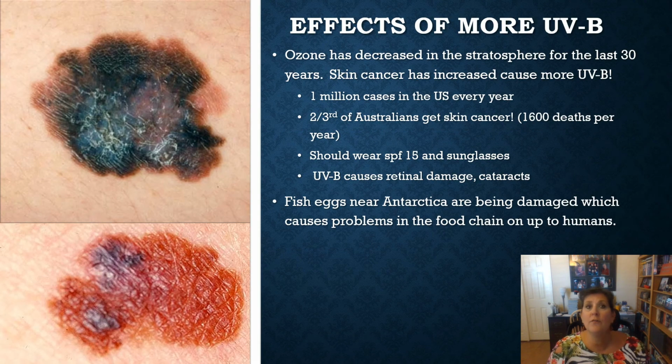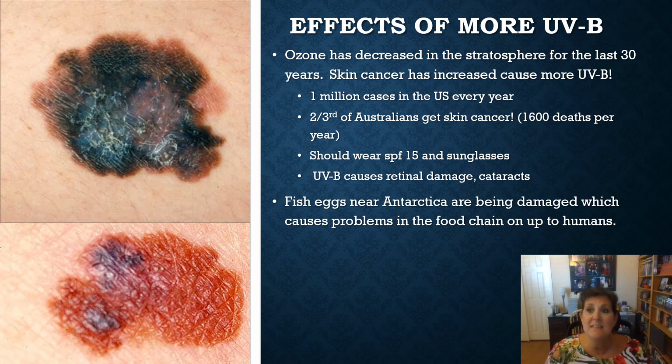So effects of UVB rays. Ozone has decreased up in the stratosphere for the last 30 years. Skin cancer, therefore, of course, has gone up because there's more UVB rays. There's about 1 million cases of skin cancer in the United States every year. 1 million people get skin cancer in the United States. Now, Australia's got it way worse than we do. 2/3 of Australians get skin cancer. So imagine living in Australia. You're more than likely to get it than not.